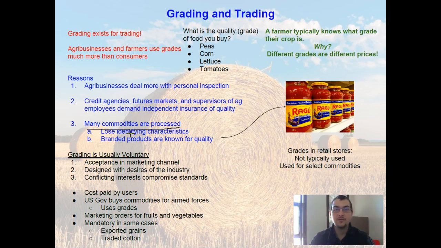But at the end of the day, whenever you go and buy oats, you're typically not inspecting the different oats. You're just buying a branded product. So these products that are processed wind up losing their identifying characteristics. As soon as they're processed, they lose that identifying characteristic. And then these branded products are known for quality.